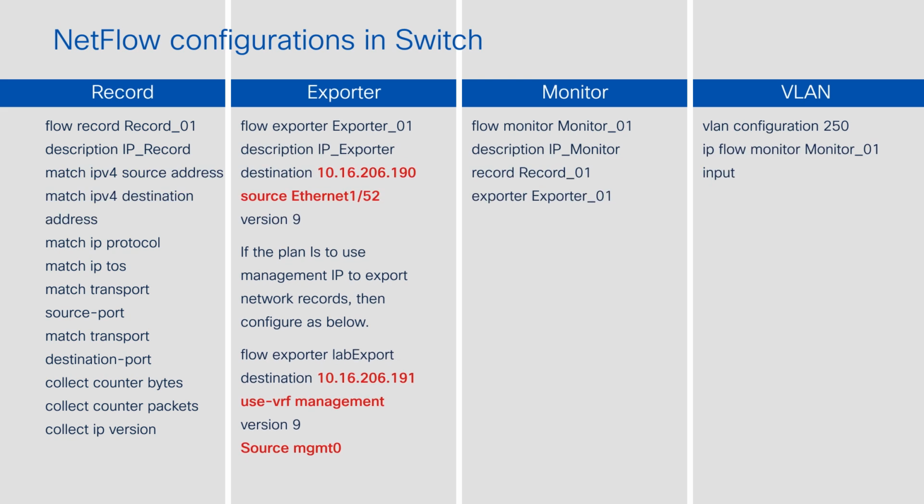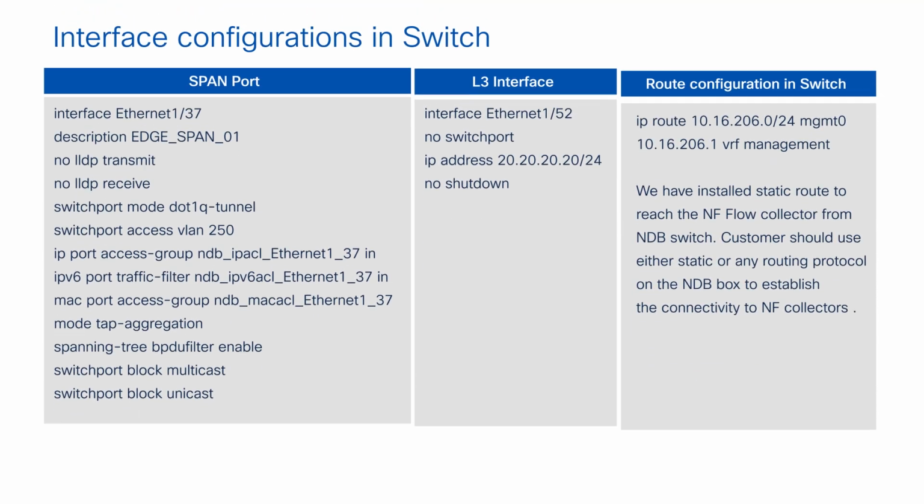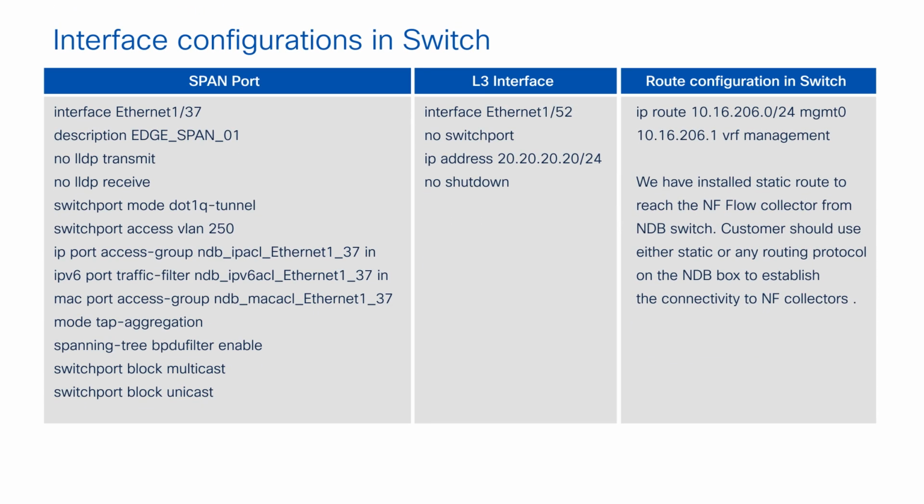So let's take a quick look at how this looks behind the screens on the switch. The record information is here, the export information is here, and the monitor configs are here, and the VLAN configs that we did are here, right? And when it comes to the exporter, by default on the NDB UI, we have the flexibility to choose the front panel port, but we can manually go ahead and edit that to the management interface as well. And this is how the configuration looks on the switch.